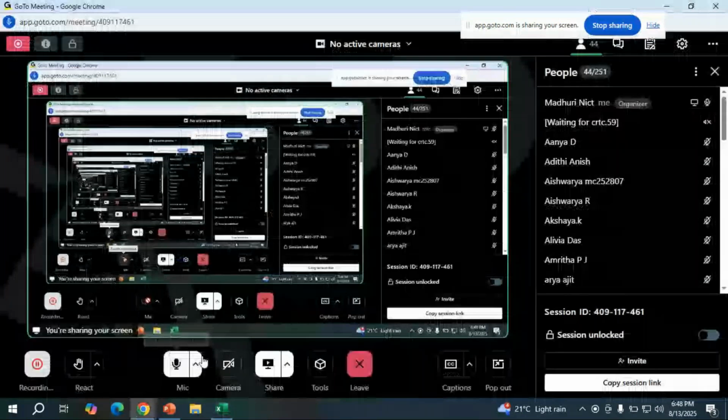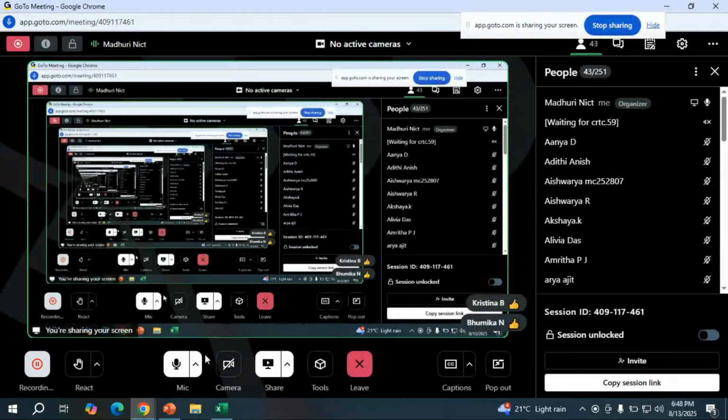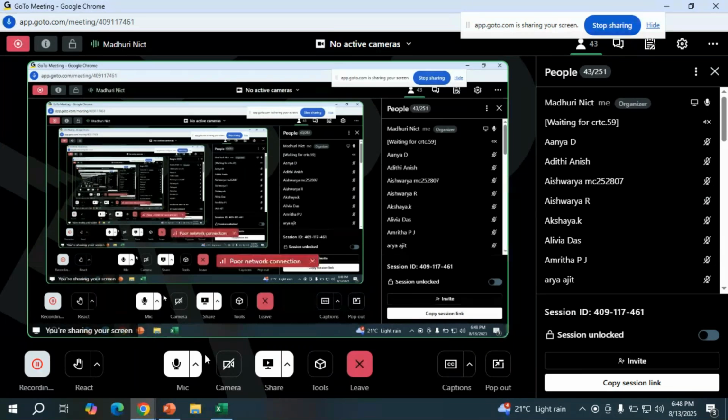Have you done with this radar chart? Have you completed, or are you still working on that? Good. So shall we start with the Toyota case study? Are all of you ready for it?